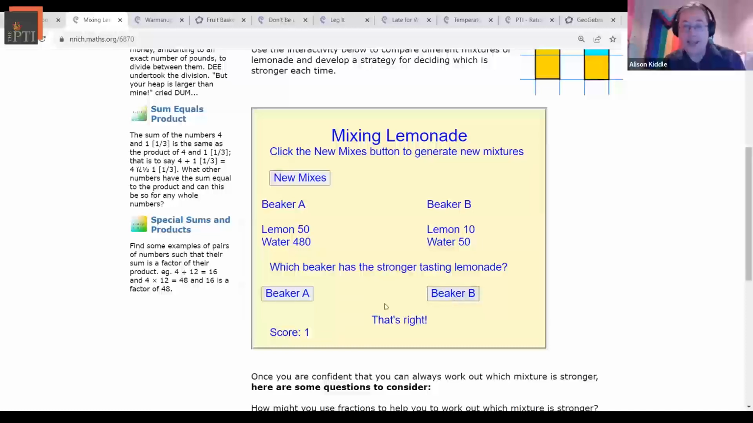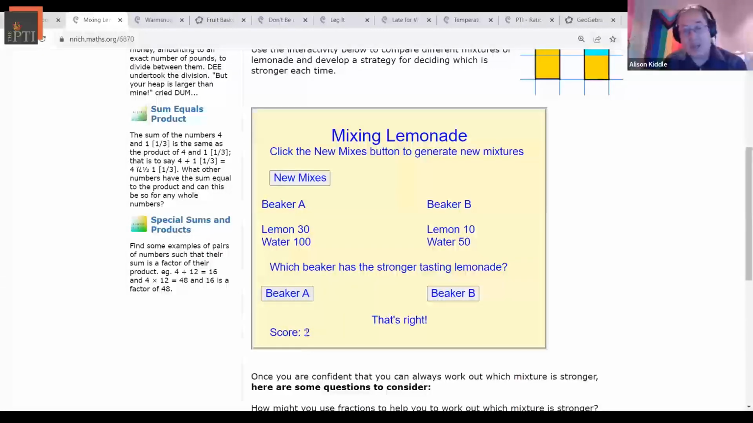And then when I click it, it tells me I got it right. And then I can generate a new question, sorry. So this time, what have I got? If I times this one by 3 to get 30, I'm comparing the lemon here. No, I'll tell you what, I'll compare the water. I could double beaker B and then it would be 20 and 100 rather than 30 and 100. So beaker A has got more lemon in it, so it's going to taste stronger. And now I've got 2 in a row right.